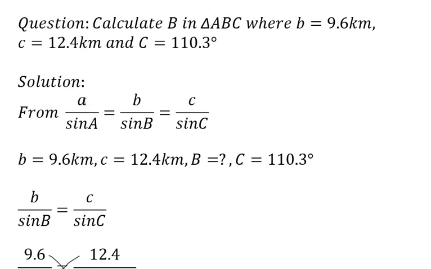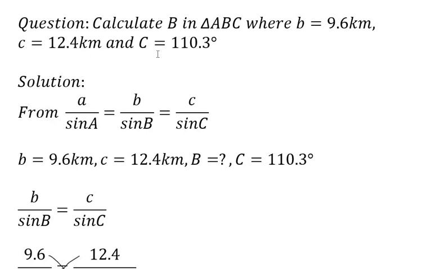our sine rule is a over sine A equals b over sine B equals c over sine C. And this time around, when you look at the question, you are given two sides: the small letter b, 9.6 kilometers, and c, 12.4 kilometers, and you are given just one angle. Remember, in our rule we said once you are given two sides and one angle, that is the angle with one of the sides, you will be using your sine rule.